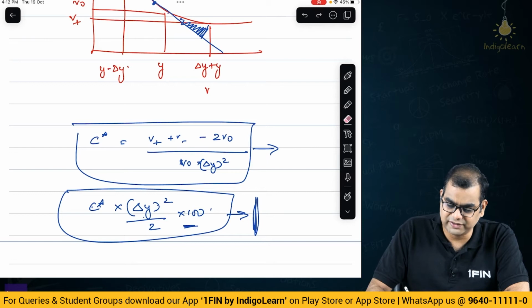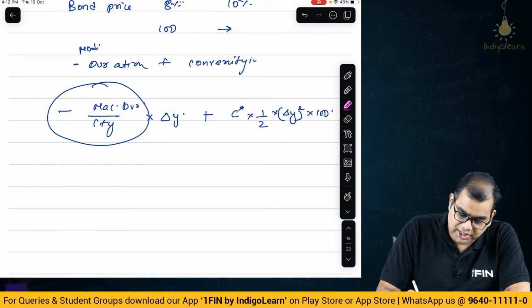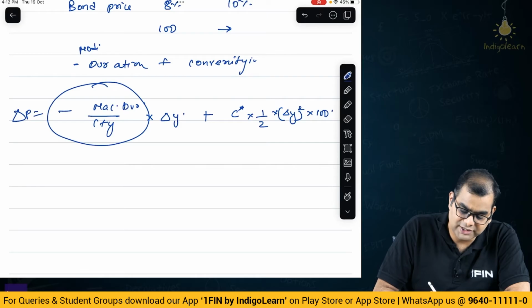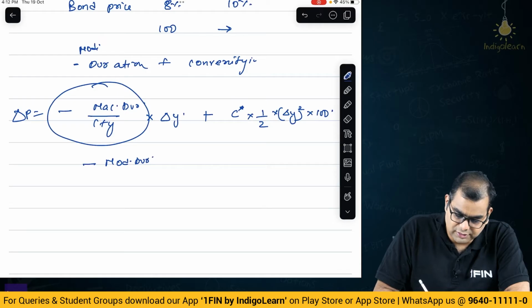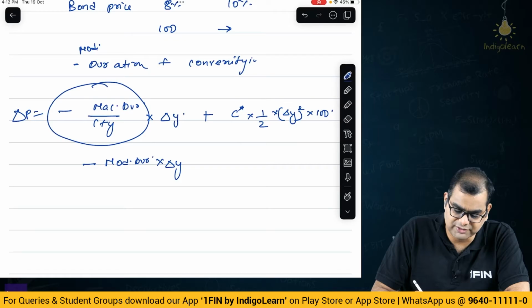Okay. My preference is doing by 2 here rather than doing by 2 here. So, change in price delta P is equal to minus Macaulay duration by 1 plus y, or minus modified duration, into delta y, right. Modified duration is Macaulay duration by 1 plus y, right, plus C star.